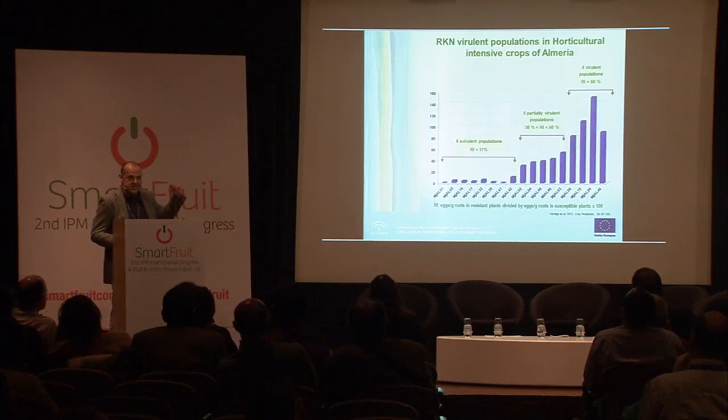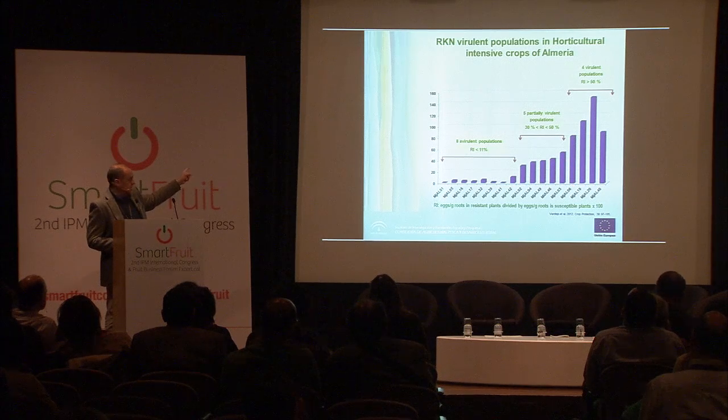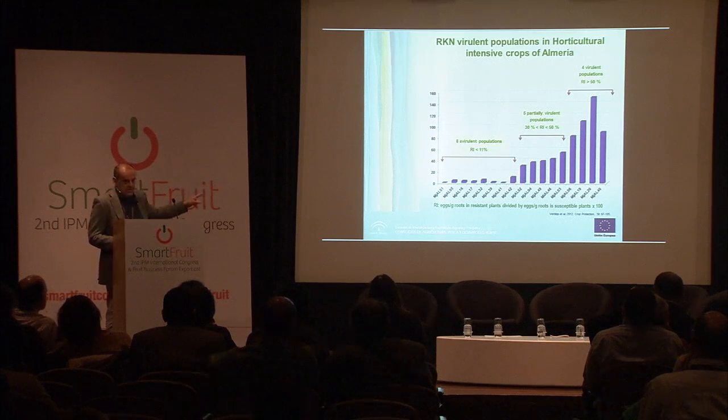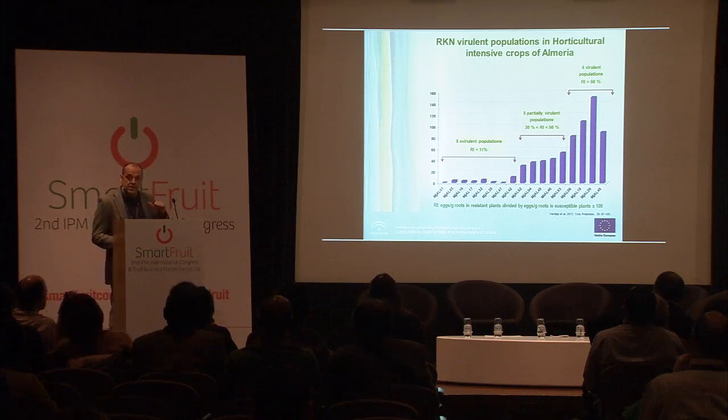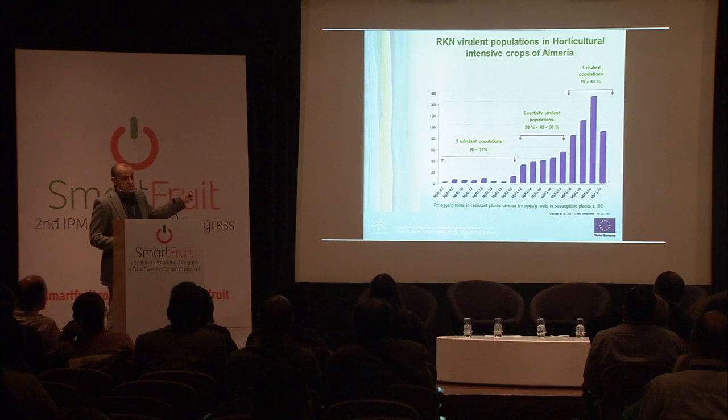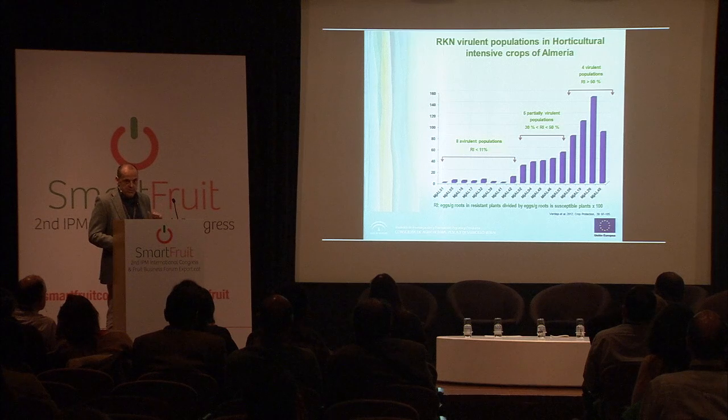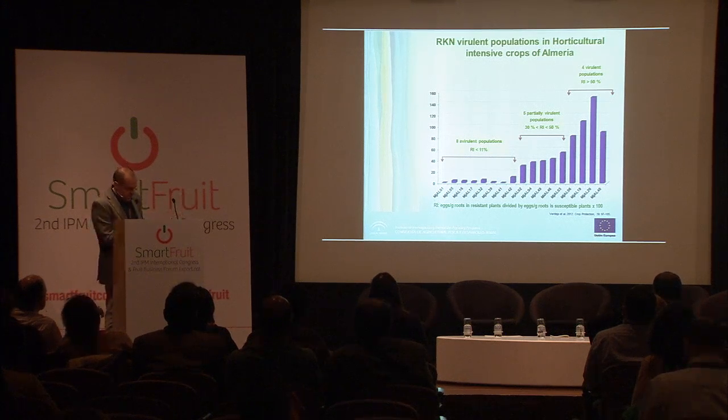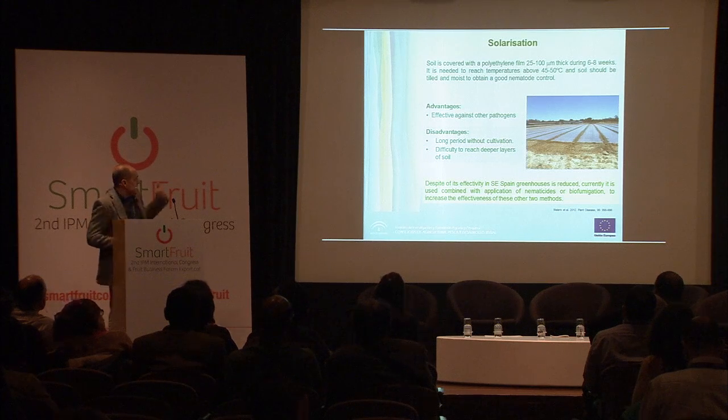Here we have a graph which you've already seen before, which shows that practically 50% of the populations which we sampled in Almeria already had symptoms of virulence to this nematode. And in Japan, when I was there, 80% of greenhouses were virulent. So if you don't manage those resistances appropriately as a control measure, we may find that the resistance is no longer a suitable control method.